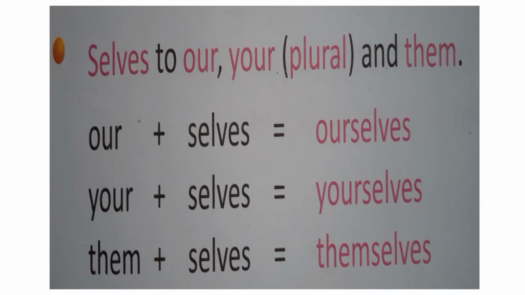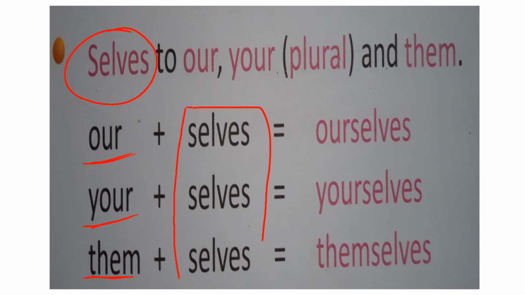Now, we add selves to plural. We add selves to plural to form compound personal pronouns. Like our is a personal pronoun and it is plural. Your is used as singular and plural both. So your is a personal pronoun and here we are using it as plural. Them is plural and it is also a personal pronoun. So we add selves to personal pronouns to form compound personal pronouns. Like our plus selves, ourselves, your plus selves, yourselves, them plus selves, themselves. So students, is it clear to you that compound personal pronouns are formed by adding self to singular and selves to plural?